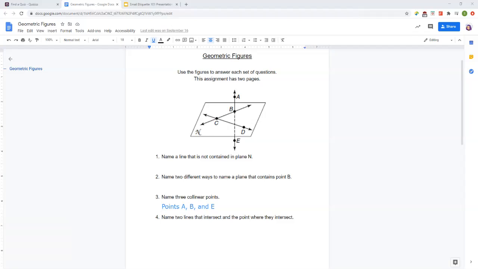All right, and name 2 lines that intersect and the point where they intersect. So we can pick any 2 lines we want here. All of them intersect something. So let's say stick to the plane.